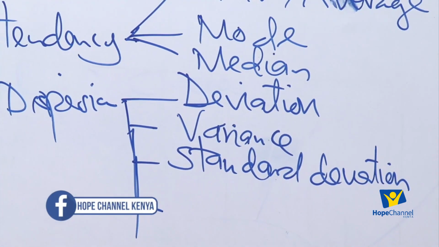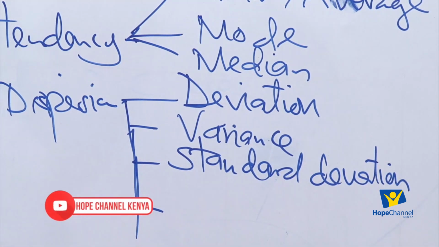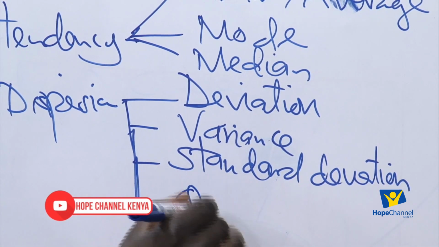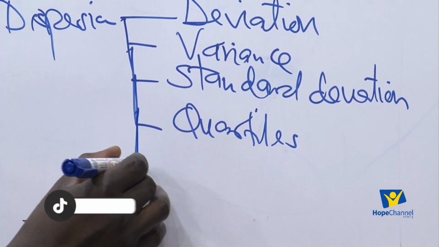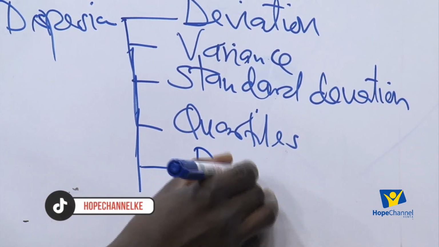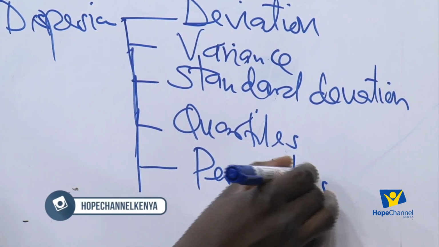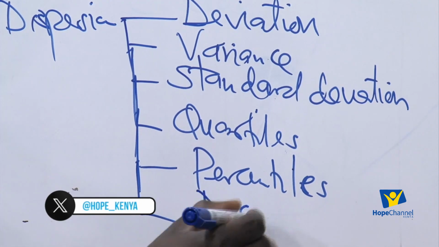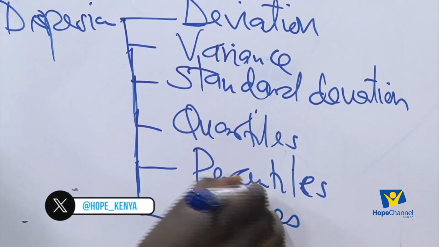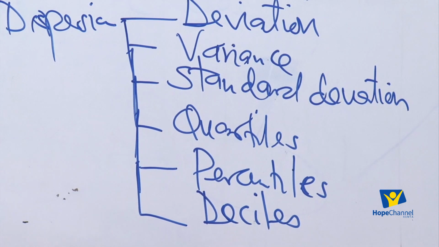We will also be looking at other measures of spread, such as quartiles. We'll also have percentiles, as well as some things also called what? Deciles. So we are going to understand each aspect of these measures.